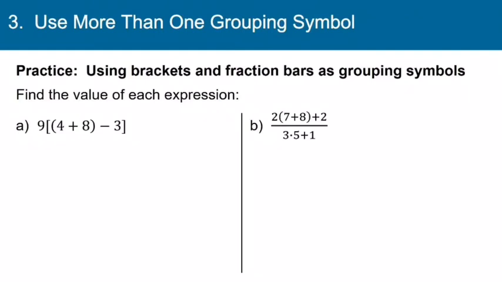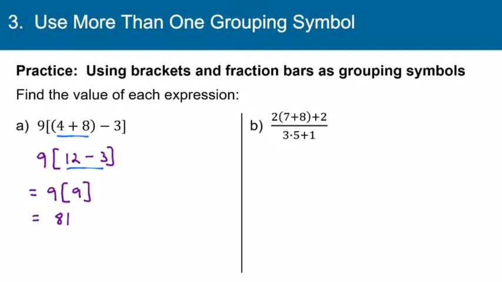So now, assuming that you've paused the video and tried these on your own, let's go through them together. On part A, we'll need to work inside the innermost pair of parentheses first. In here, 4 plus 8 is 12. So that's going to give us 9 times 12 minus 3. We know 12 minus 3 is 9. And so now we have 9 times 9, which is 81.